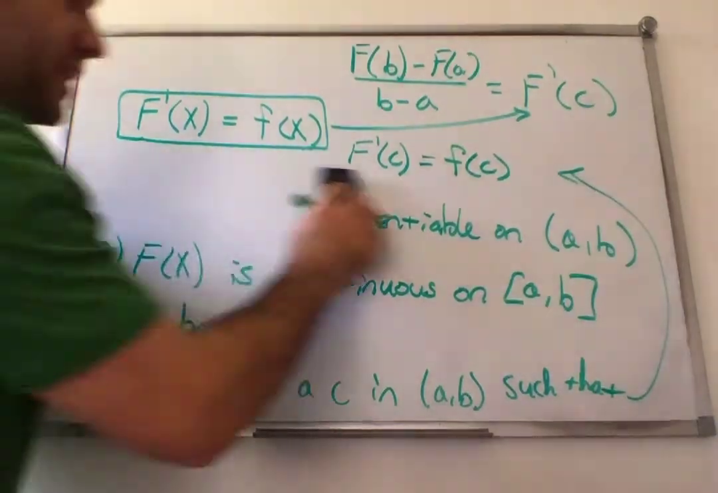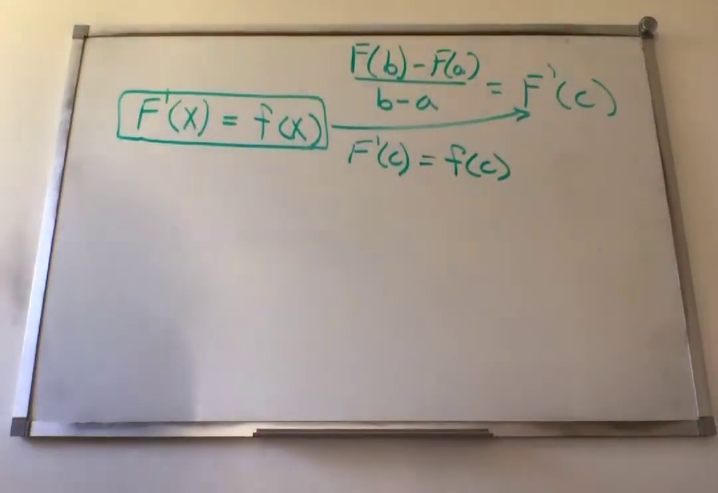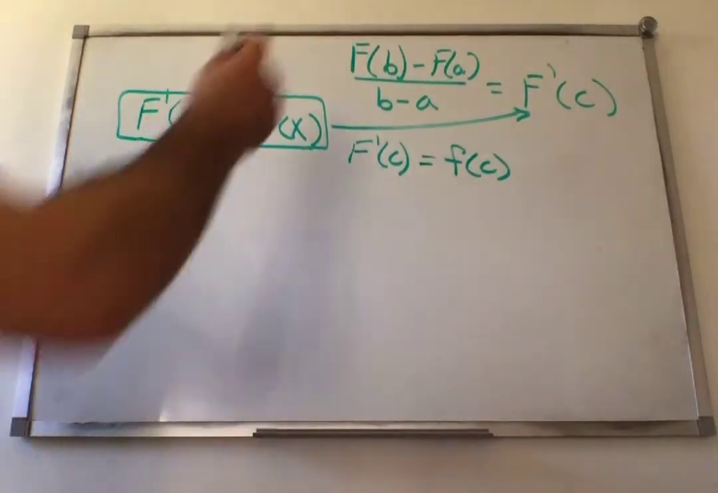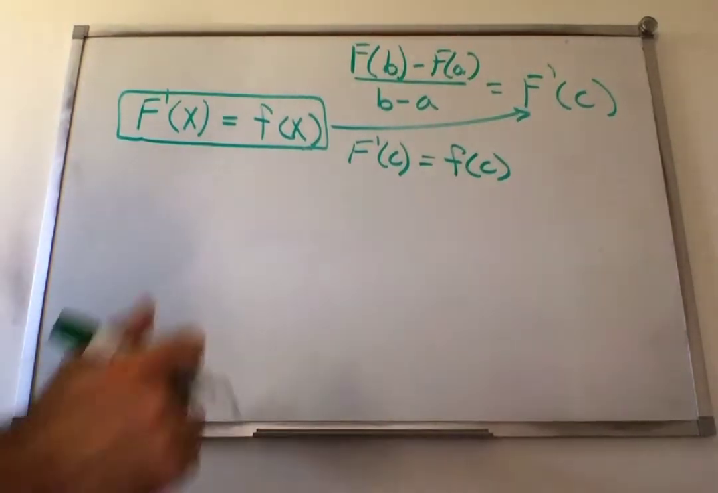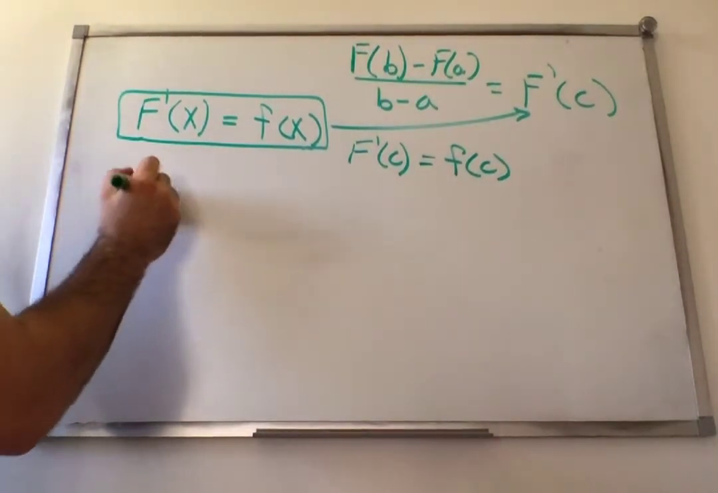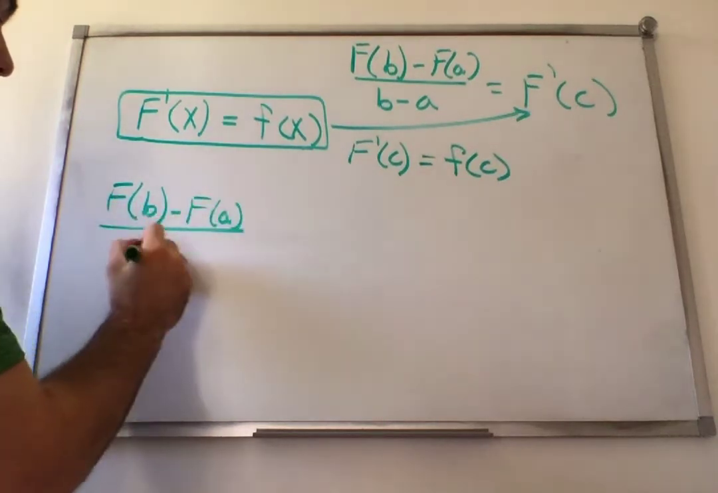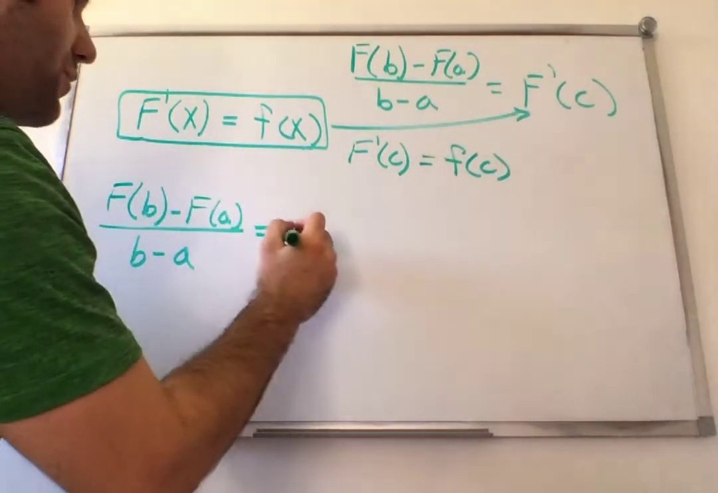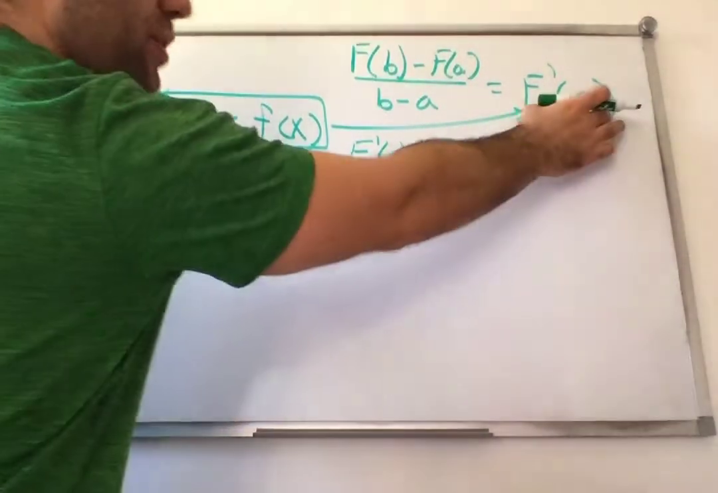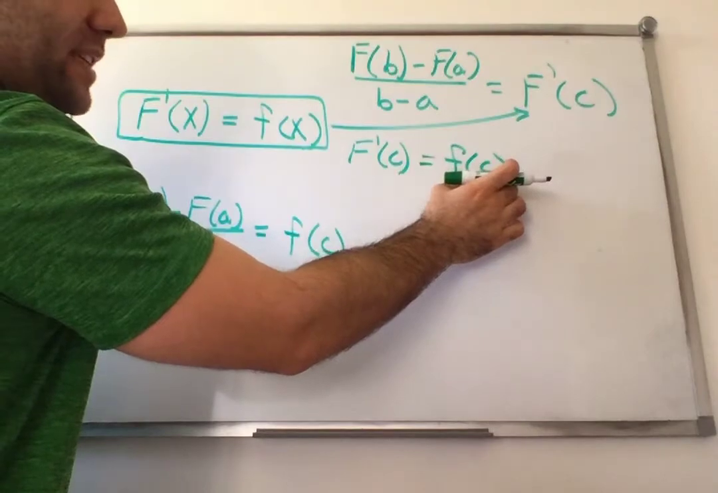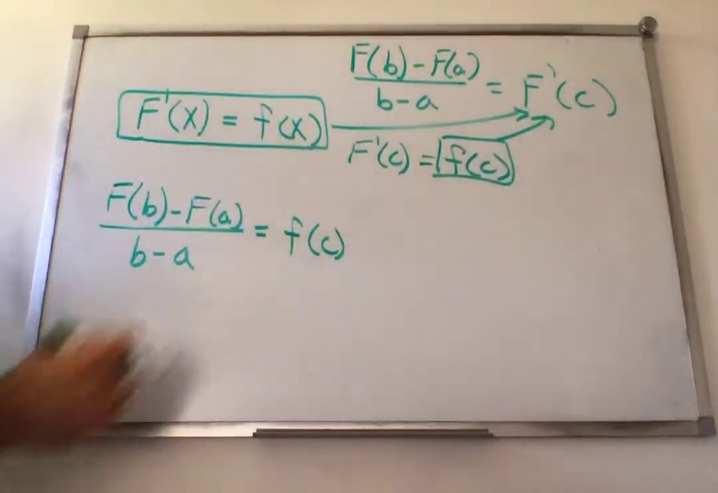Alright, so I'm going to erase the conditions for the mean value theorem. I'm going to rewrite this, and we're going to do a little bit of algebra to just get it in a different form. So we have f of b minus f of a divided by b minus a is equal to little f of c. Big F prime of c is equal to little f of c, so all I did was substitute this piece in for right there.